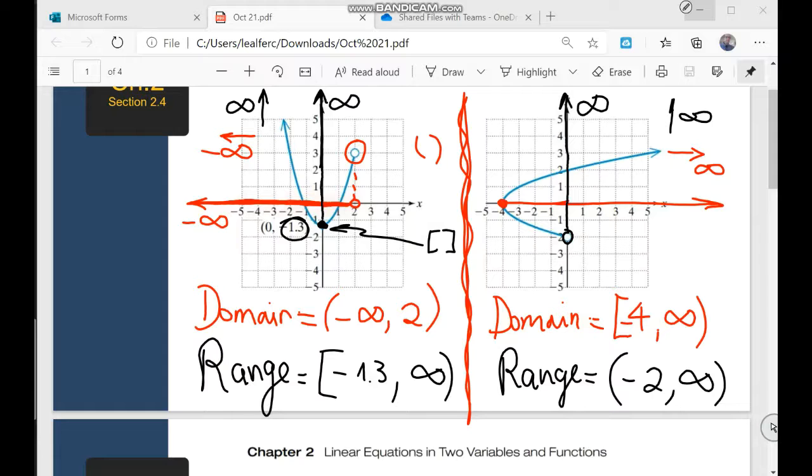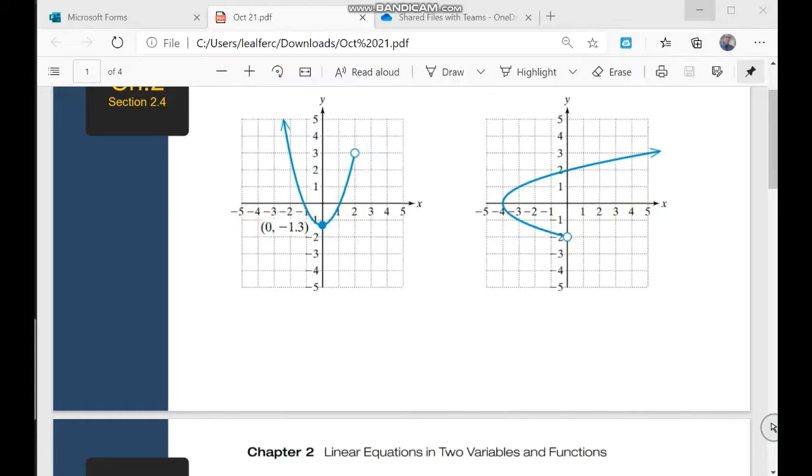Let's check a few more examples on the next slide. Any questions so far? No questions?